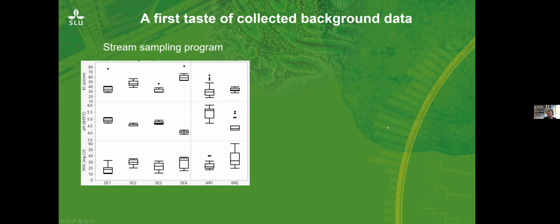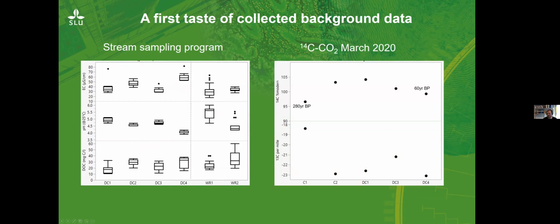Some first 14C CO2 data collected during base flow conditions this March. This includes the control sites in Krycklan, C1 and C2, and then 3 of the ditch cleaning sites. And what we see again is mainly fresh, young carbon in the CO2 component, although we actually found some aged carbon in the control site in Krycklan, which is also reflected in the 13C content here.